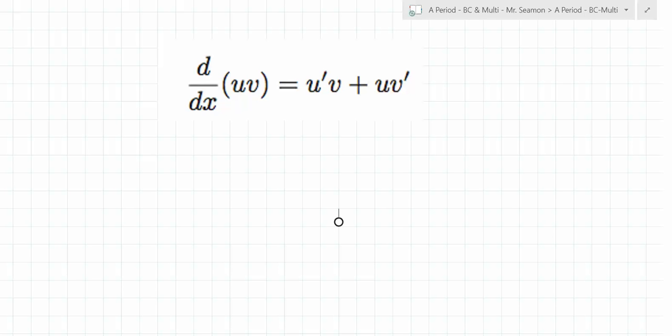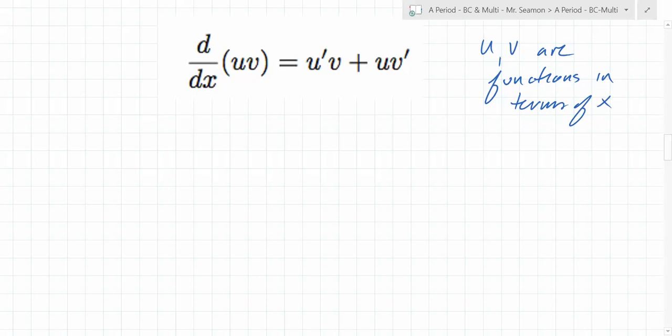Anyway, what's going on here? Both U and V are what in this case? Functions in terms of what? Variables. In terms of x, yes. They are functions in terms of x. So what did we just apply right here if we do this? We just applied the product rule.